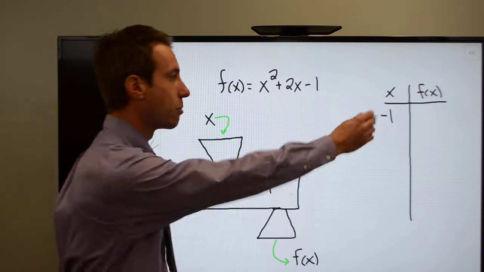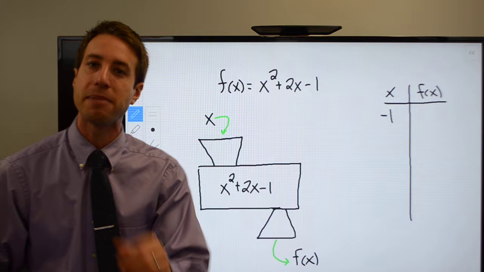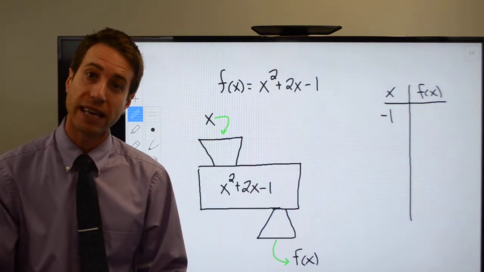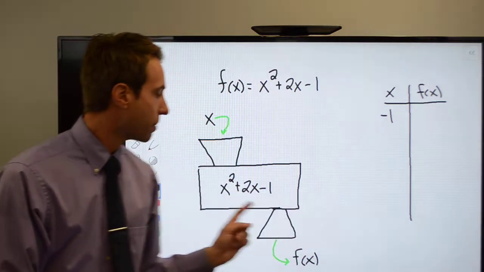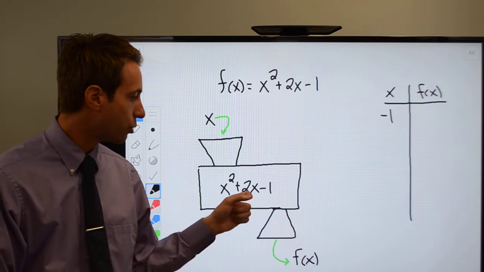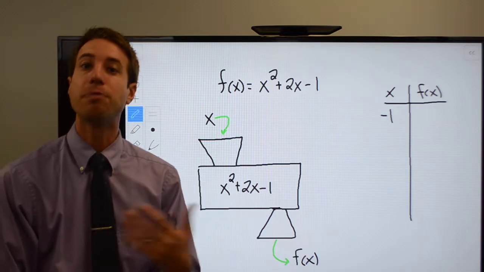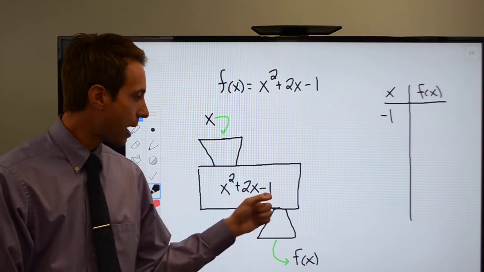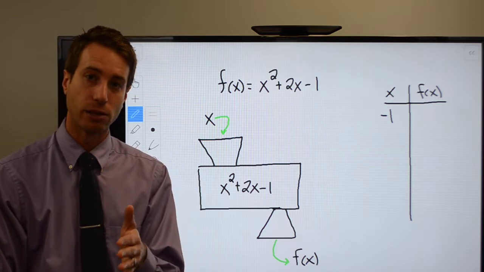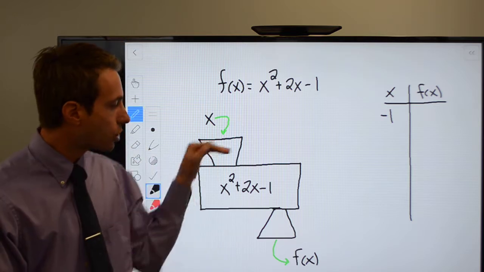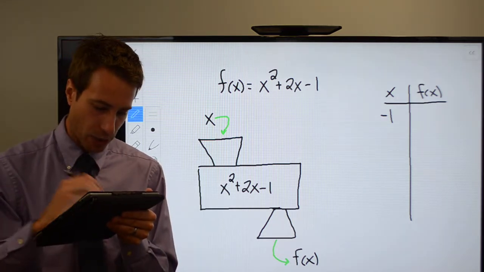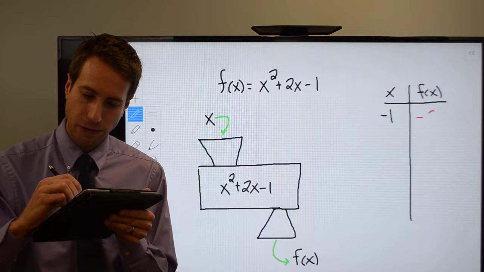So I'm going to drop my domain value into this machine, and what that means is everywhere I have an x, I'm going to plug in a -1. So -1 squared is a +1. 2 times -1 would be -2. And then I have a -1 on the end here. So what I wind up with is 1 minus 2 minus 1, which of course means that my machine is going to spit out a -2.